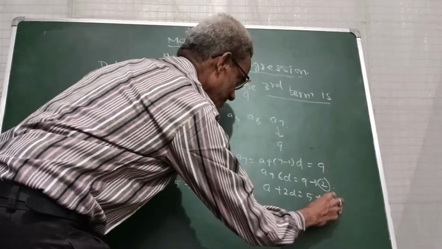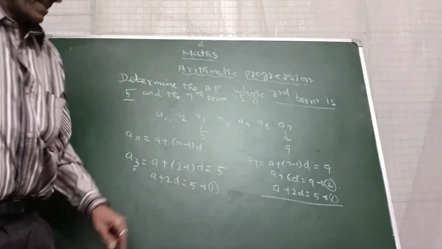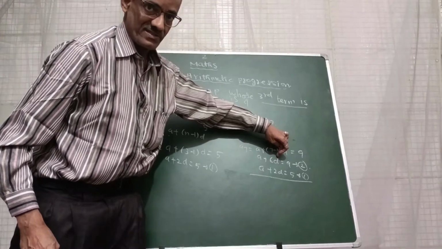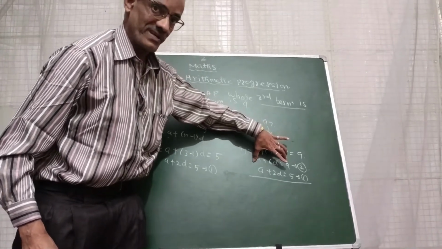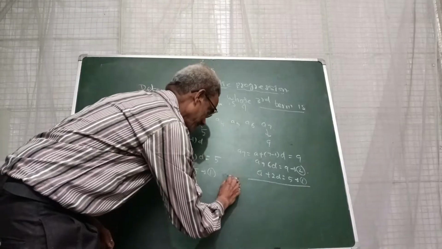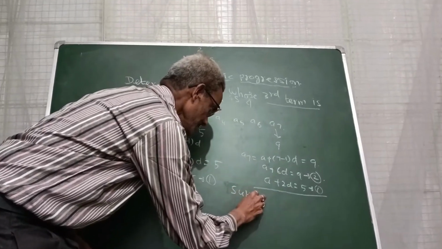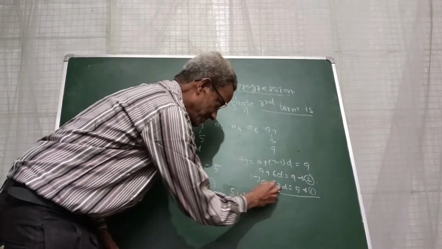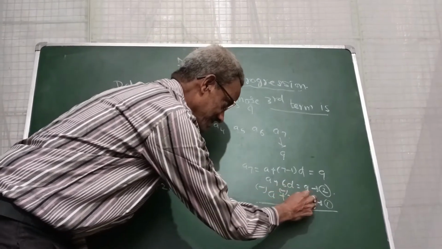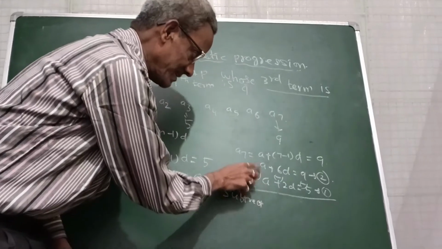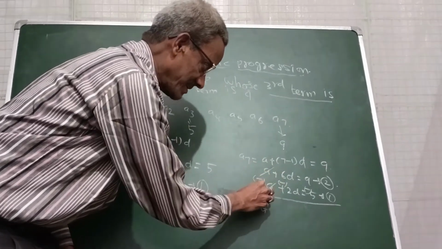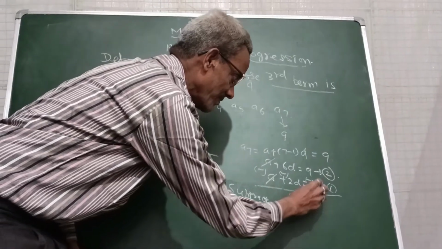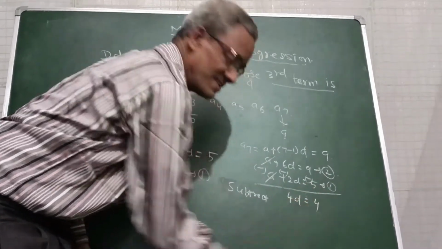Now I want to eliminate one term, because here there are two variables. One variable is a, another variable is d. We cannot solve by keeping two variables. Now I am subtracting. Subtracting means the sign will change, so I put minus here and minus here as well. Now a, equal and opposite, gets cancelled. 6d minus 2d gives 4d. 4d equal to 9 minus 5, we get 4.